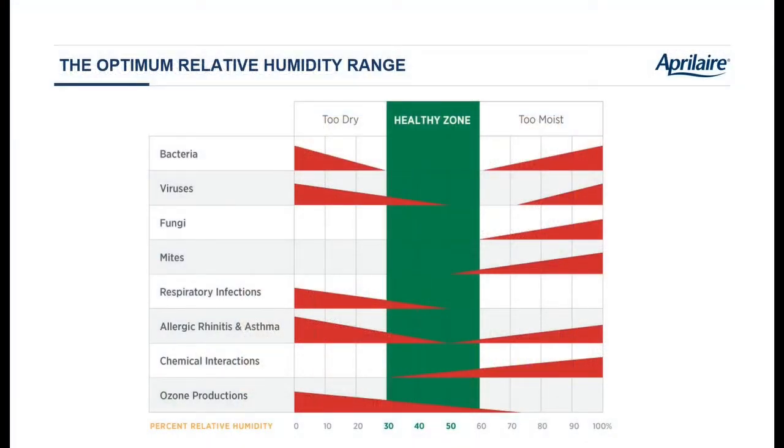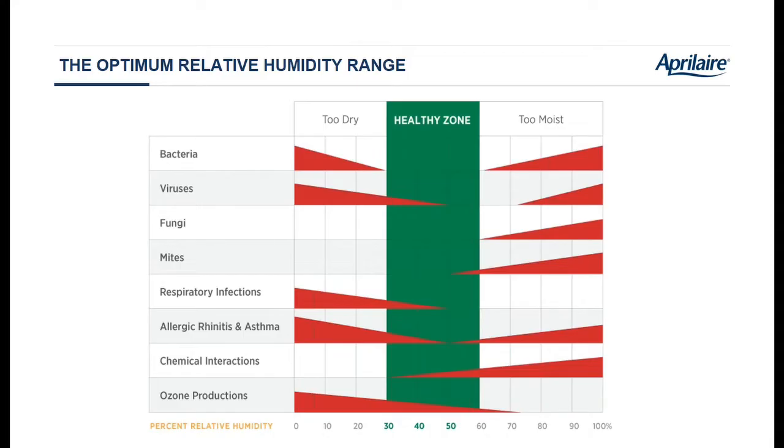This is a very popular chart in the HVAC world. Works both in raising the humidity in the heating season as well as lowering the humidity in the cooling season. Let's talk about lowering the humidity. So across the bottom, you have the indoor relative humidity in terms of a percentage from 0 to 100%. And then down the left-hand side, you have different indoor air quality concerns or problems.